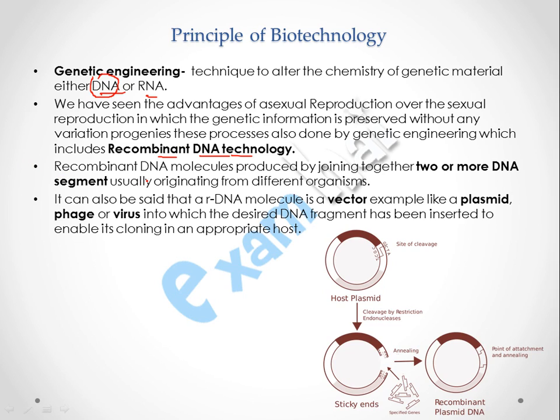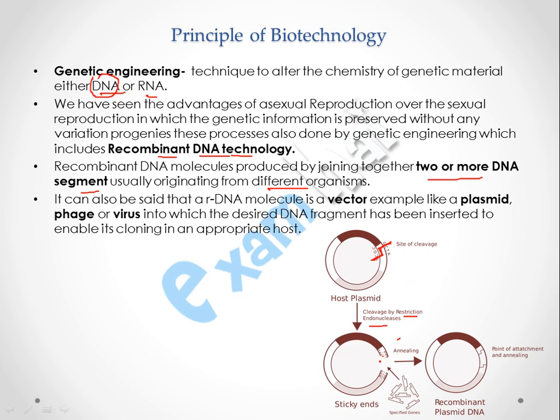So a recombinant DNA molecule is produced by joining together two or more DNA segments, usually originating from different organisms. So what they do is, actually, like, this is a host plasmid and this is a site of cleavage. From this site they cut it, okay, with the help of restriction endonuclease. This we will discuss further.